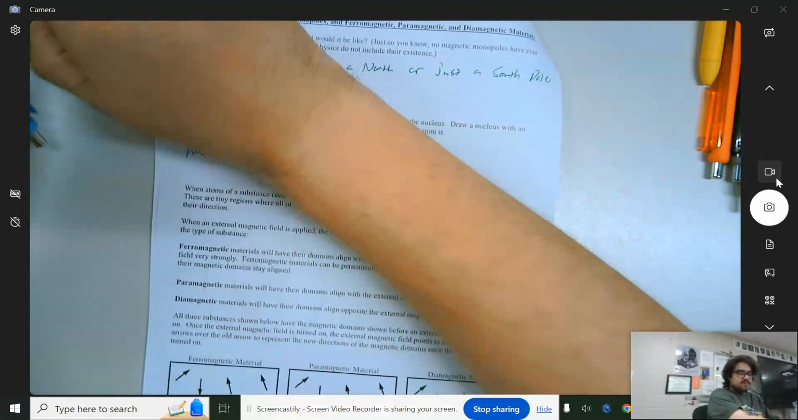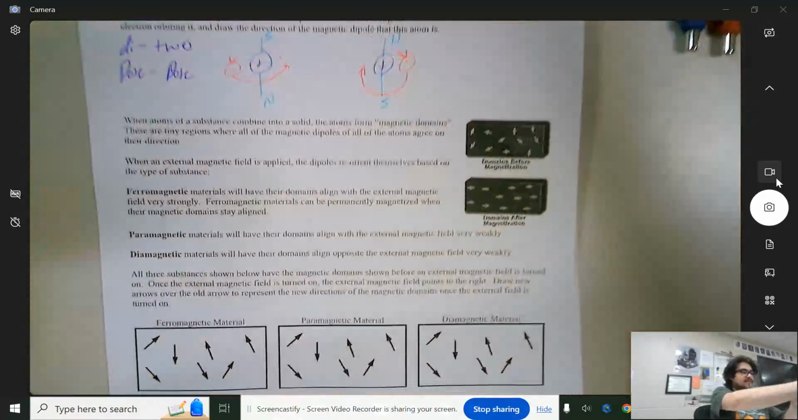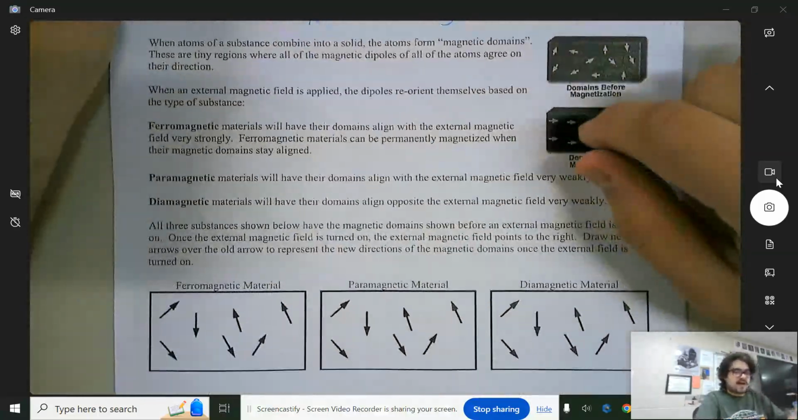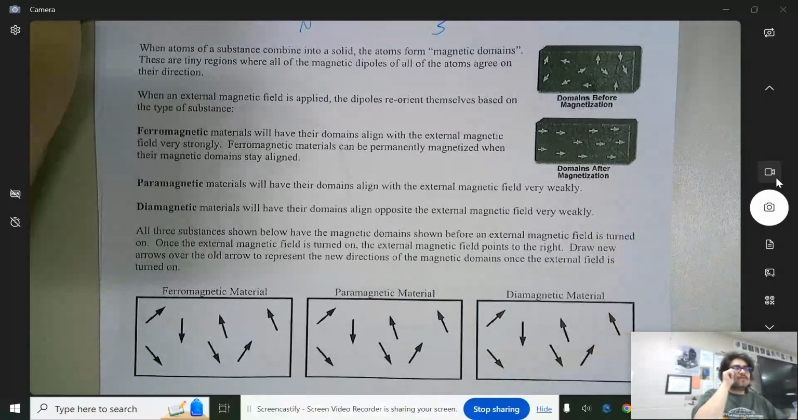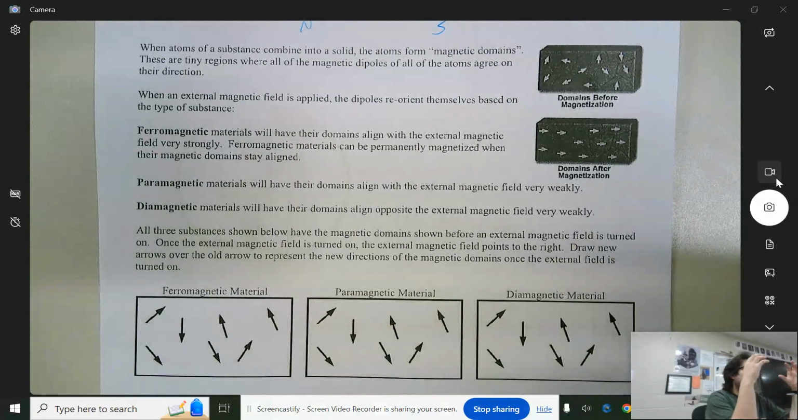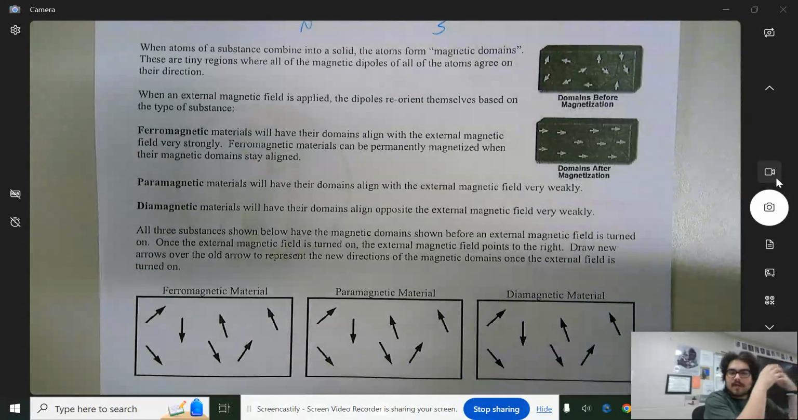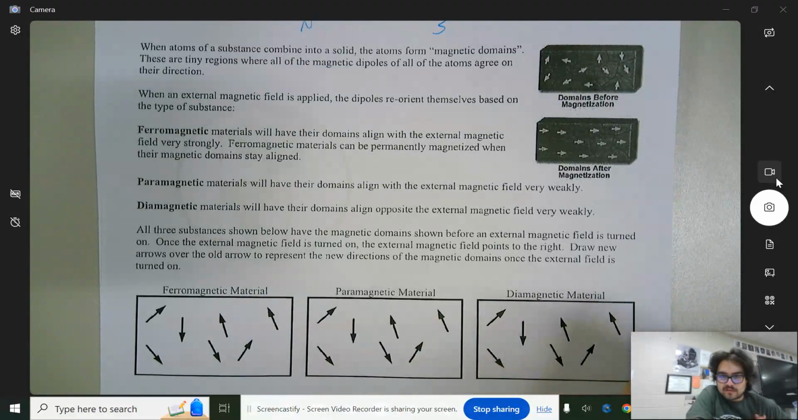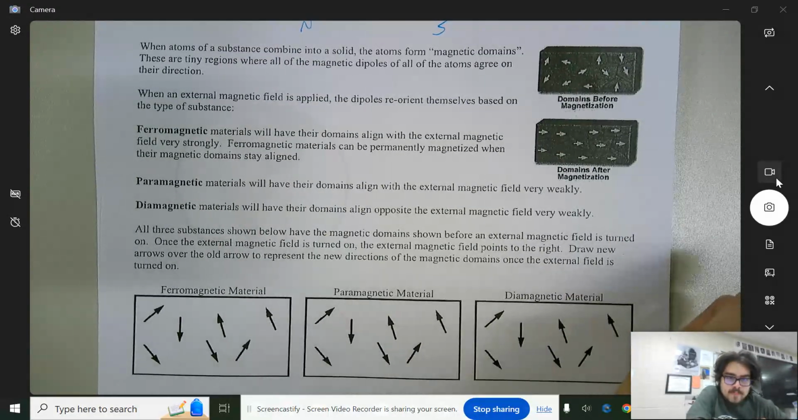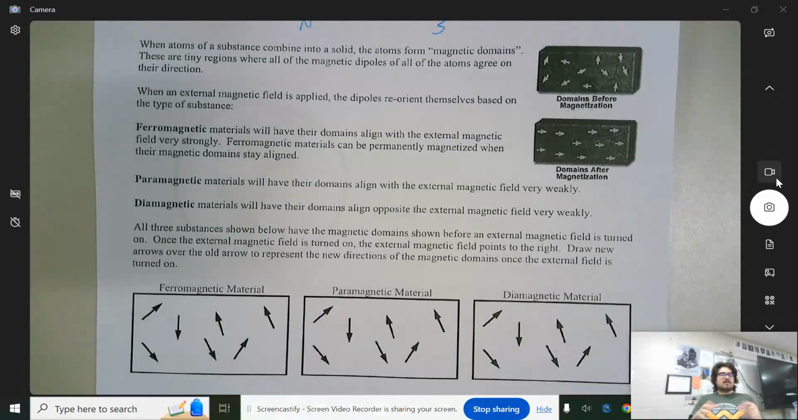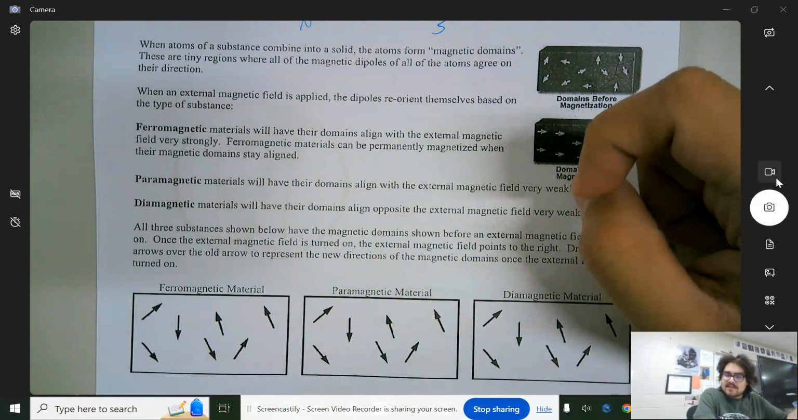There's a lot of just kind of blurb here, but what it's talking about is there's 3 different types of materials. So what happens is if you have a solid, when all of the atoms of a substance combine into a solid to make anything really, could be like a cardboard box or Lego bricks or something like that, there's a ton of magnetic domains on that solid.